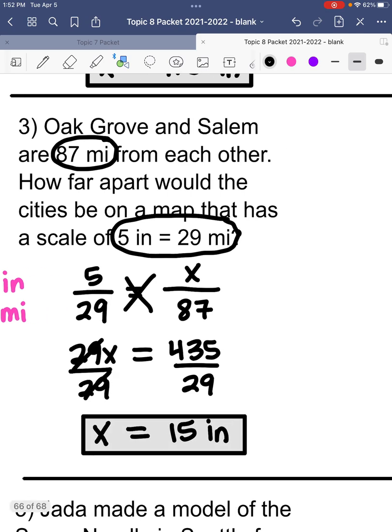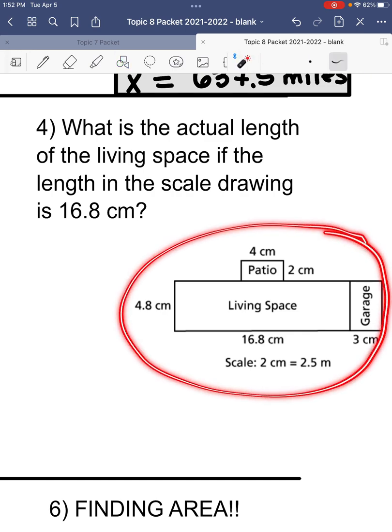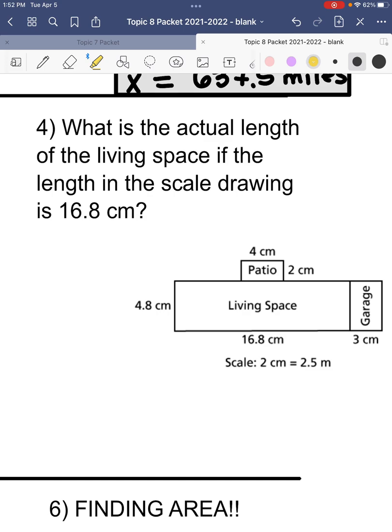Okay, let's look at number 4. What is the actual length of the living space if the length in the scale drawing is 16.8 centimeters? Okay, so we've got this image here that we're looking at, and in this image it tells me my scale right down here. So I needed to notice that. My scale is 2 centimeters equals 2.5 meters.